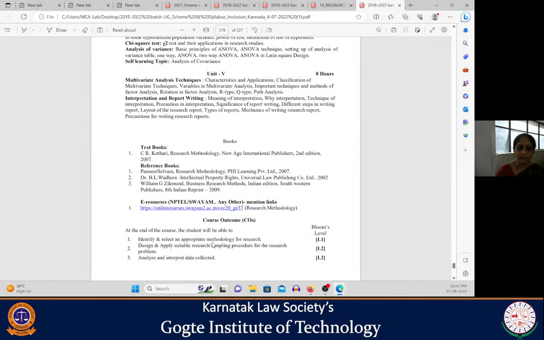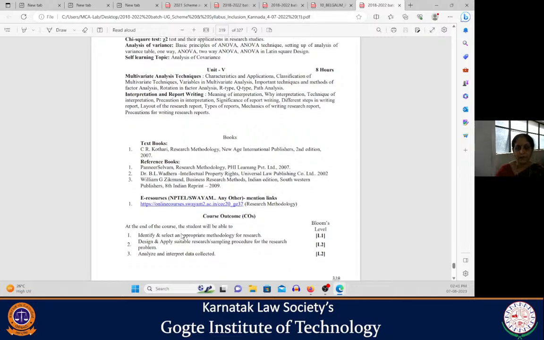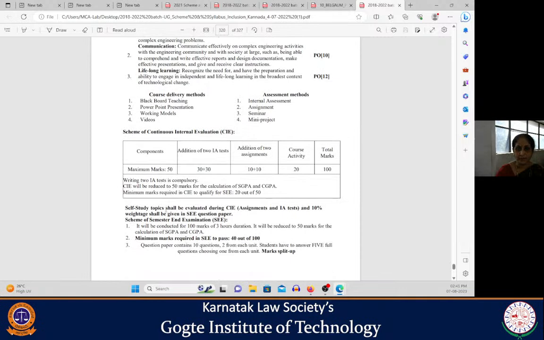The required textbooks include C.R. Kothari. There are various other reference books. There are also e-resources available. It includes CIE evaluation of 50, which is considered like any other open elective.